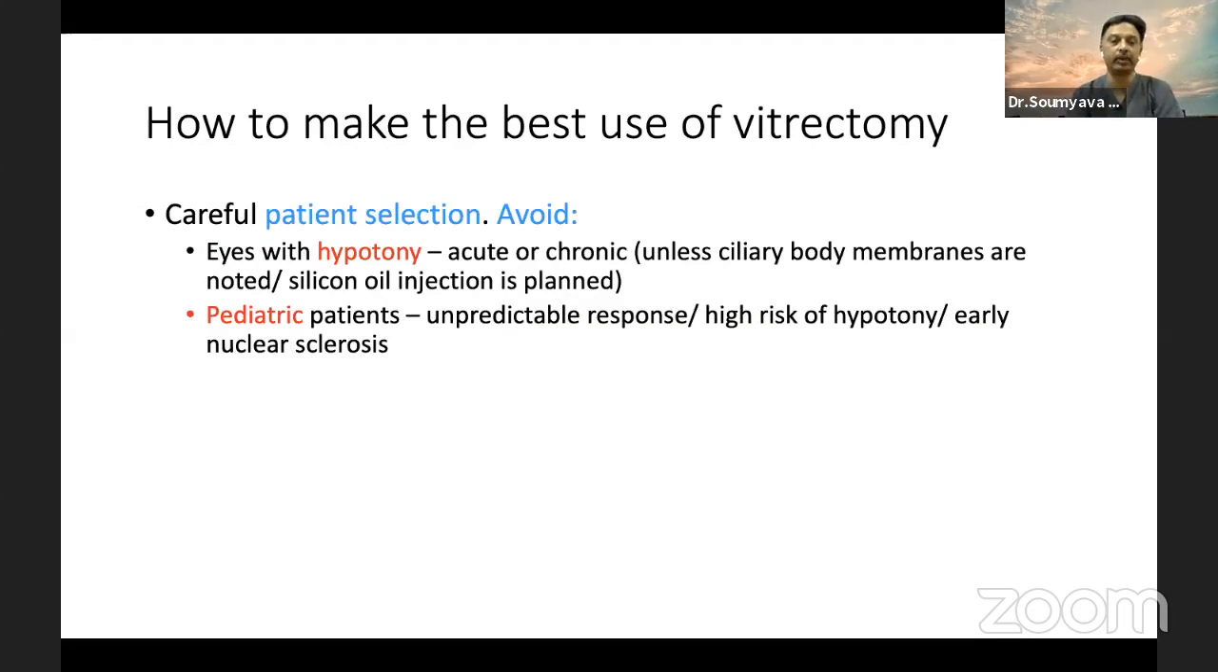The other thing to remember is that we need to assess the patient carefully before taking the call. Avoid vitrectomy in eyes with hypotony, be it acute or chronic, unless you have noted a ciliary body membrane or we are planning to inject silicone oil. Then I try to avoid vitrectomy in pediatric patients because the response is very unpredictable. There's a high risk of hypotony, and there's a very early nuclear sclerosis which will need cataract surgery very soon.